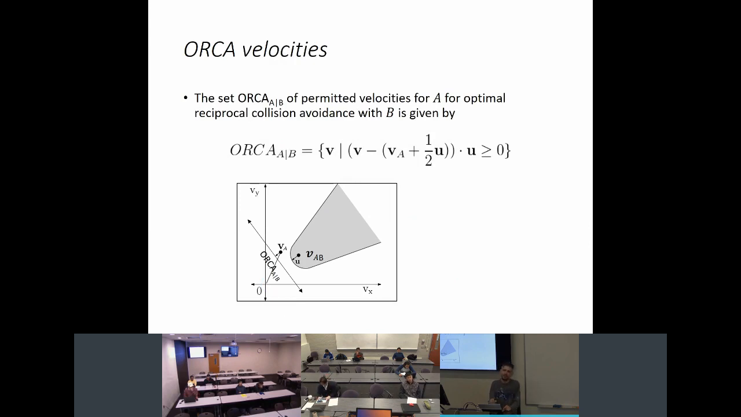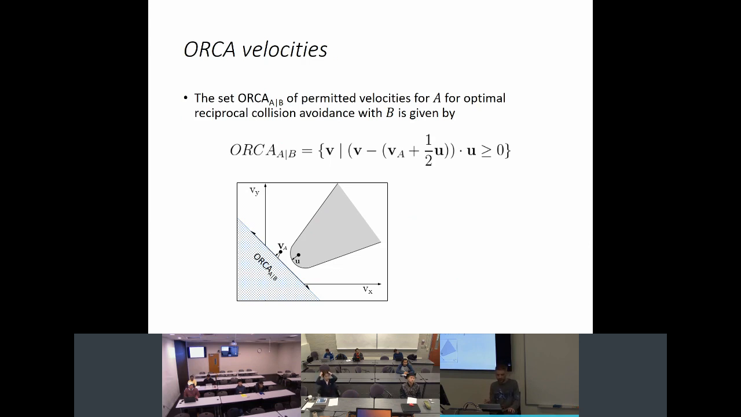So this infinite line over here is what we call an ORCA constraint induced on A by agent B. In other words, agent B imposes a linear constraint on the velocities that A can select. And anything to the left of this line is feasible and denotes the set of permitted velocities for A in order to perform optimal reciprocal collision avoidance with respect to agent B. And this is what we call the ORCA set, right?